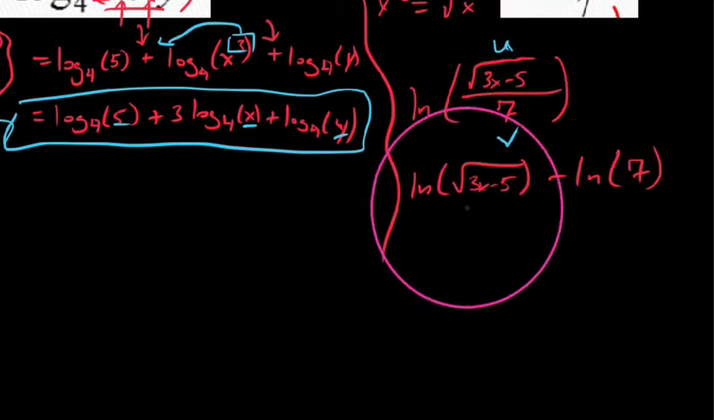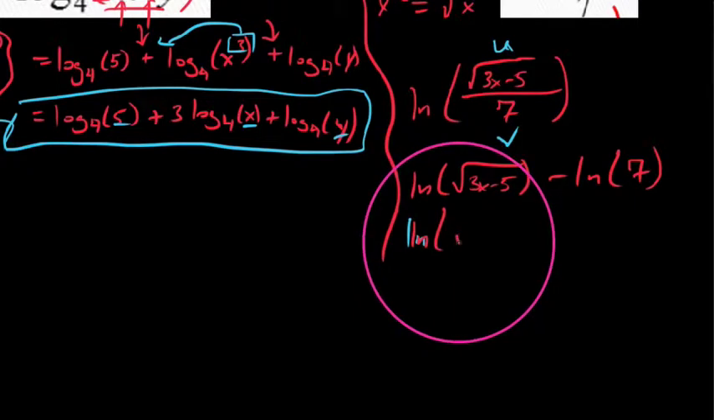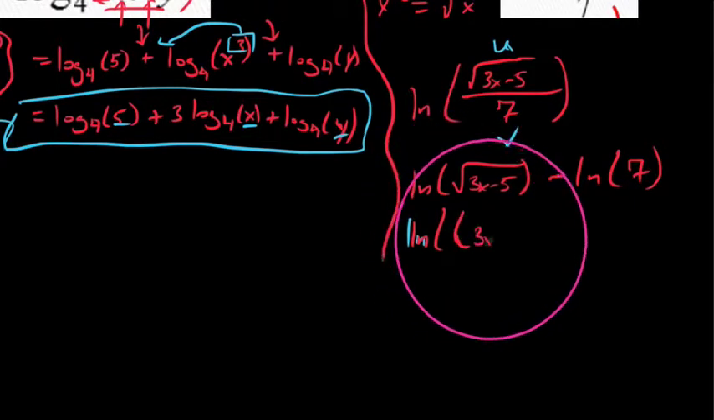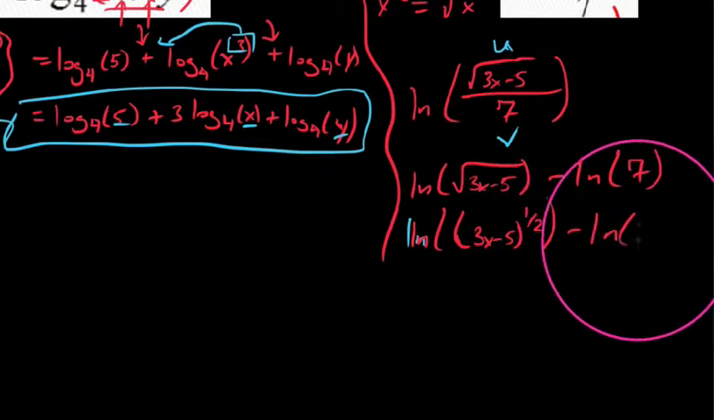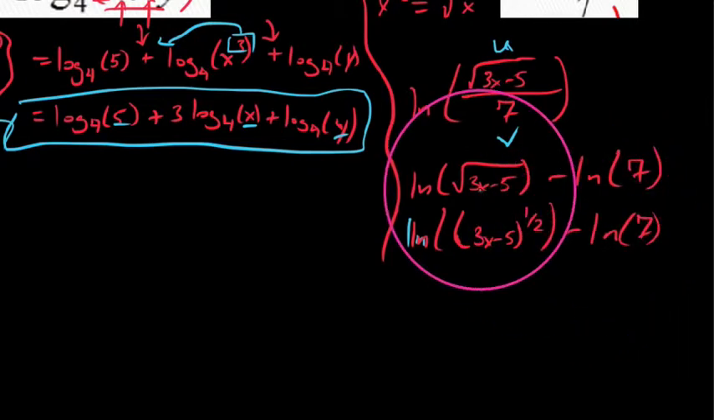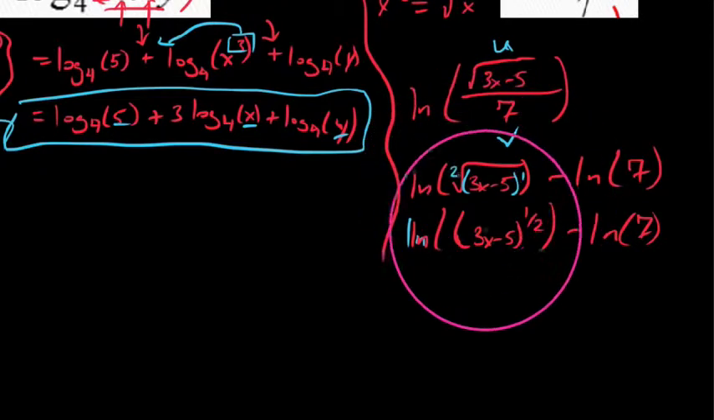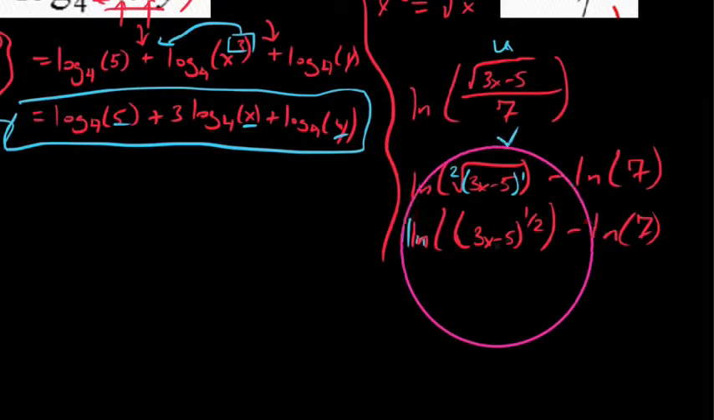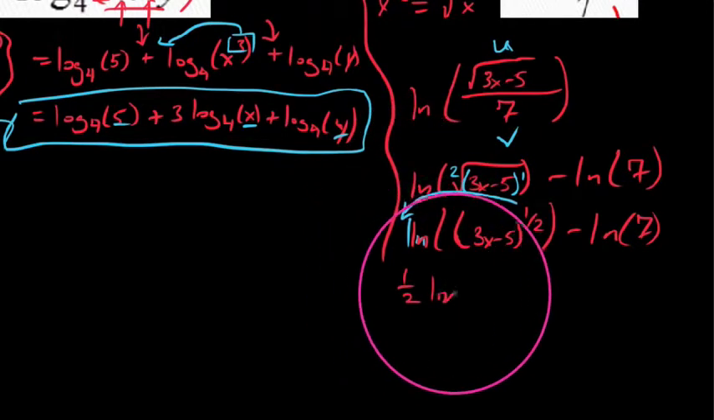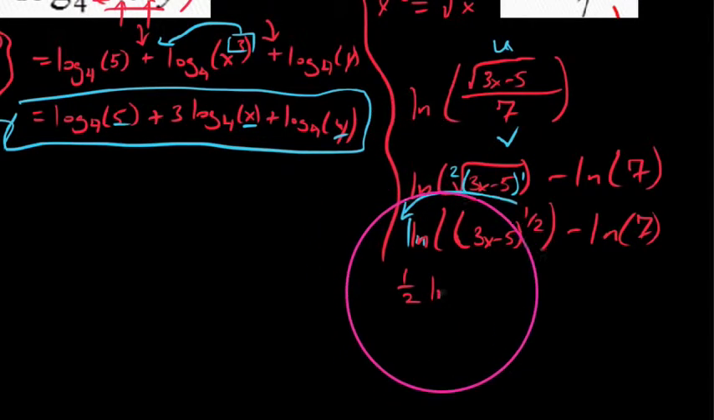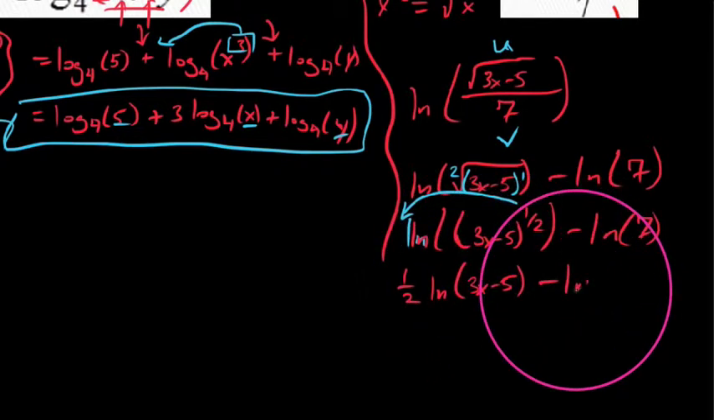So now what we're going to do is rewrite this in a special way. We say ln of this thing, 3x minus 5, to the 1 over 2, minus the ln of 7. And we need to do this because, first of all, we're saying it's all of this stuff in here to the first power, but the square root of that. So we say this is our 1 over 2. But that power needs to come out front. So we get 1/2 the natural log of 3x minus 5 minus the natural log of 7.